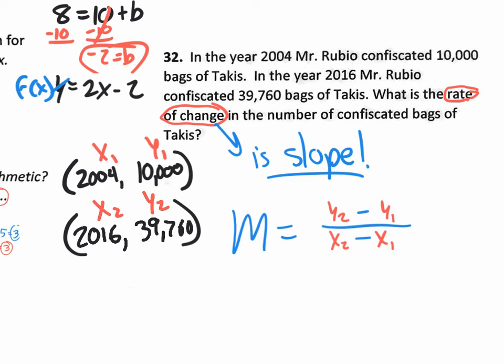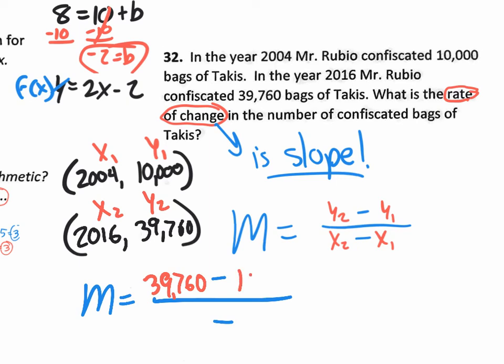So we're going to use those 2 coordinates to find our slope. So the slope is, let's plug in our y2 value. Our y2 value is 39,760. Our y1 value is 10,000. Our x2 value is 2016. Our x1 value is 2004. So when I do the math on a calculator, 39,760 minus 10,000, that equals 29,760.